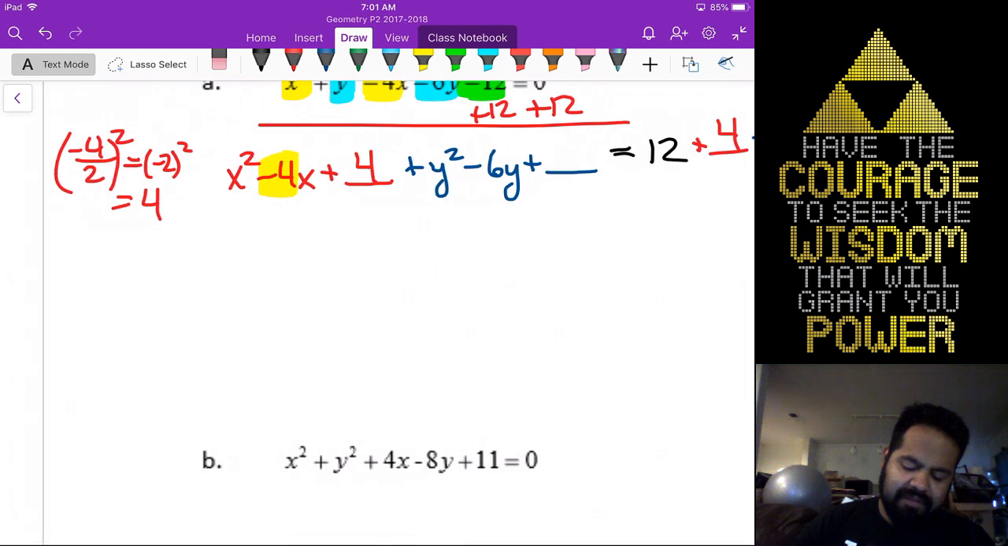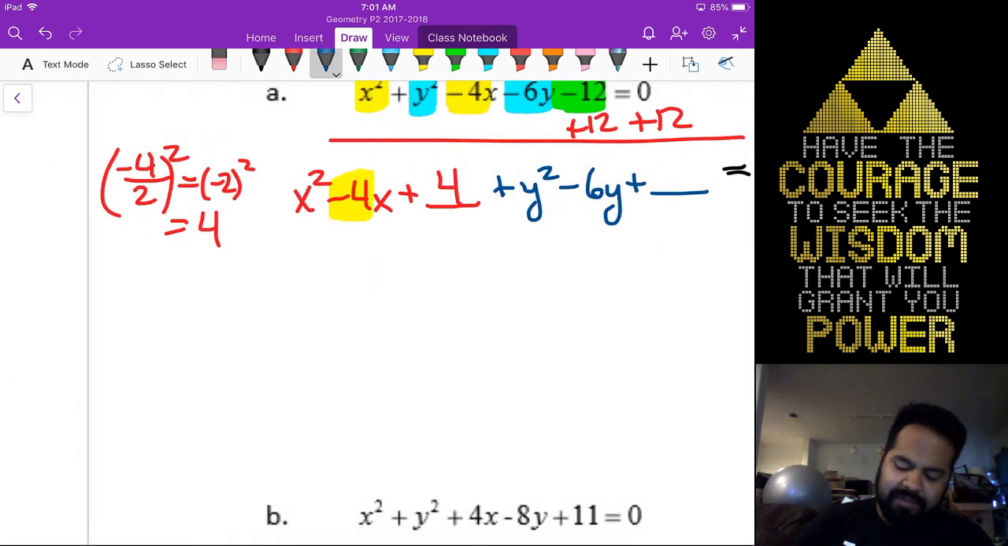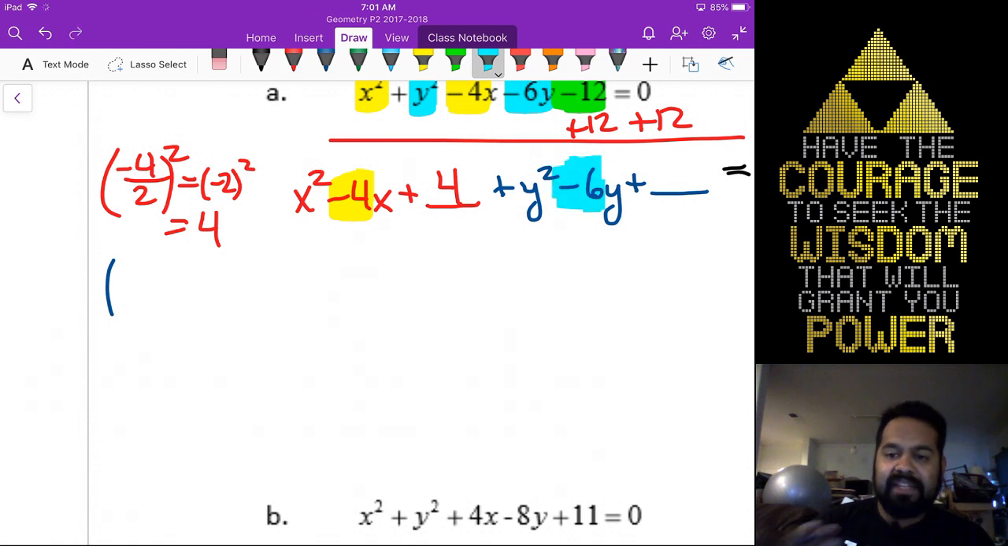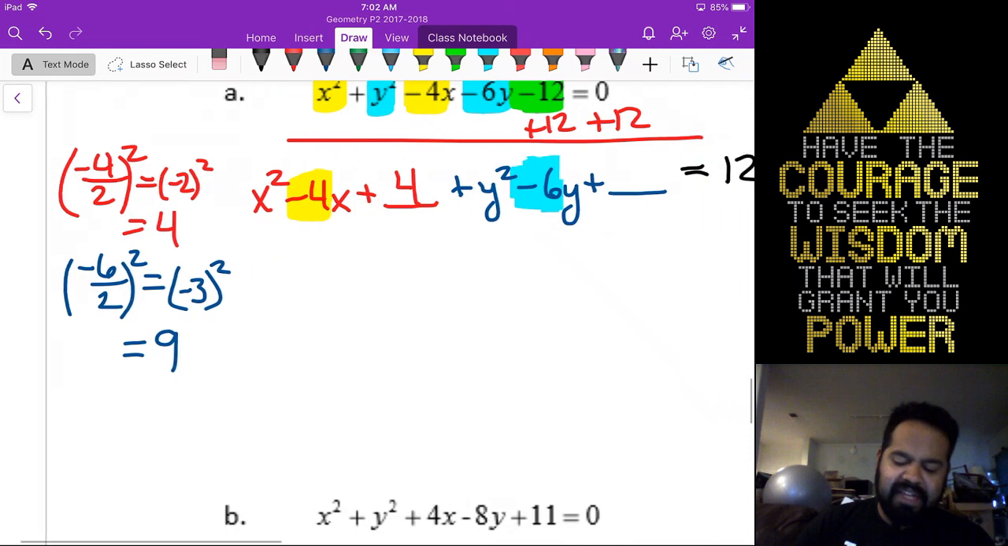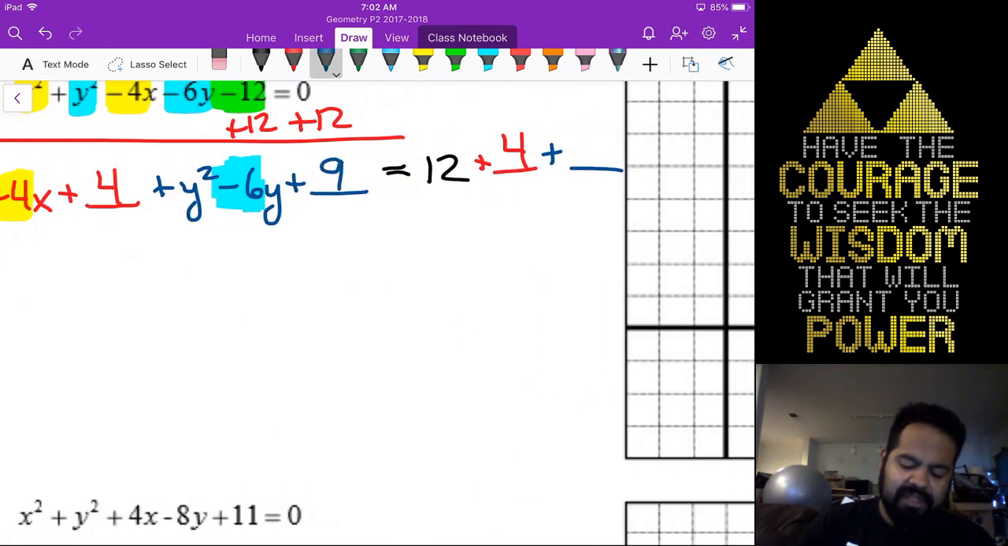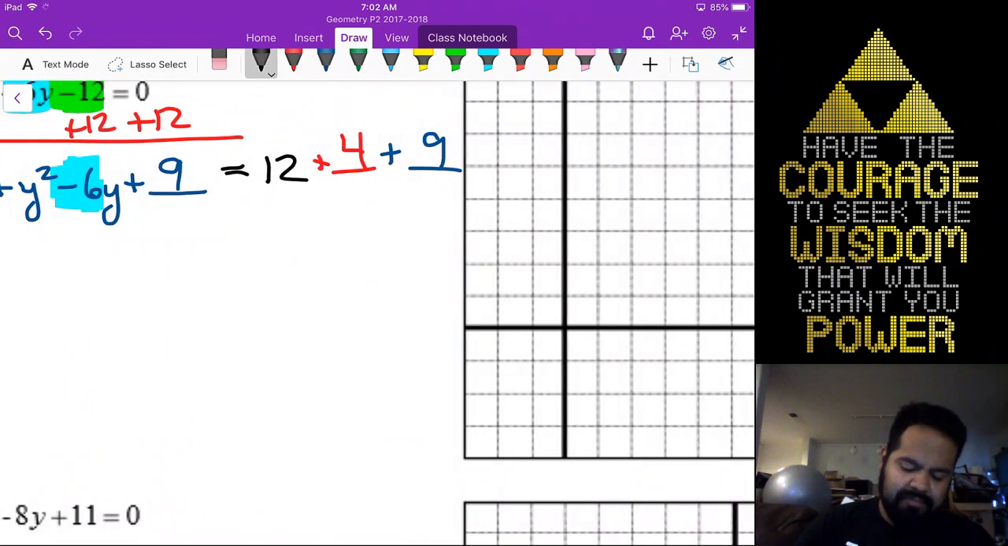Now we're going to do the same thing for y. So I'm going to take -6. Oh, wrong highlighter. I meant to use the blue. We're going to take the -6 and take half of it, then square it. So right here we got a nice 9. We're going to go ahead and write +9, +9. Alright, so this right hand side, no problem. 12 plus 4 plus 9, that's going to be a nice 25.